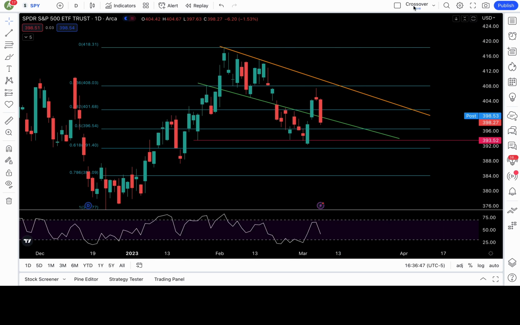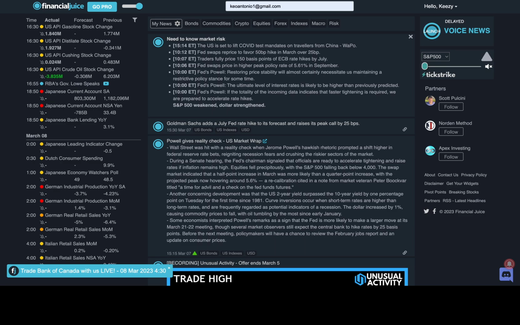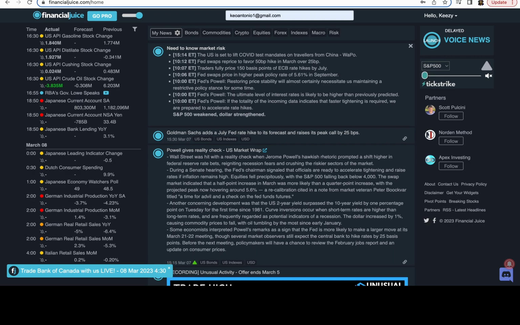But before we get into those details, go to Financial Juice. Powell had the meeting today, and Financial Juice reports what was said. That's why I love Financial Juice. It's free, guys. Anyways, so it says here, Fed Powell: the ultimate level of interest rate is likely to be higher than previously predicted. Fed Powell: if the totality of the incoming data indicates that faster tightening is required, we are prepared to accelerate rate hikes. Okay, so that sounded hawkish to me.